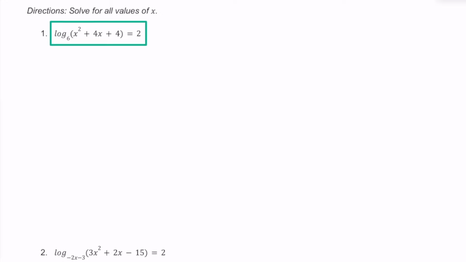In this equation, we have log base 6 of x squared plus 4x plus 4 is equal to 2. First thing I'm going to do here is rewrite this equation and identify that our base of the logarithm is going to be a 6. The reason why that's important is we're going to take that base of 6 and exponentiate both sides using that base of 6.